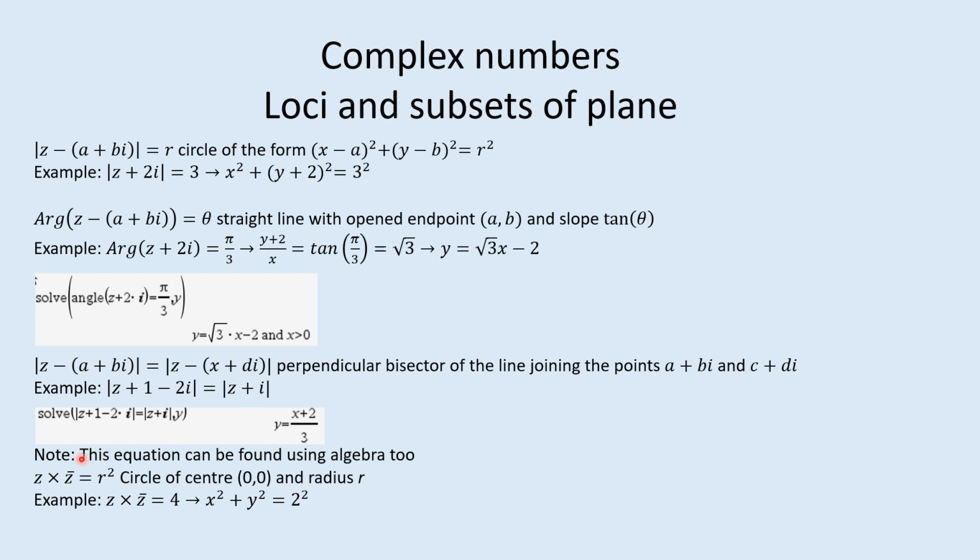And the last form, you got the product between z and its conjugate equal to r squared. It's very simple. This one is just a circle of center (0, 0) and radius r.